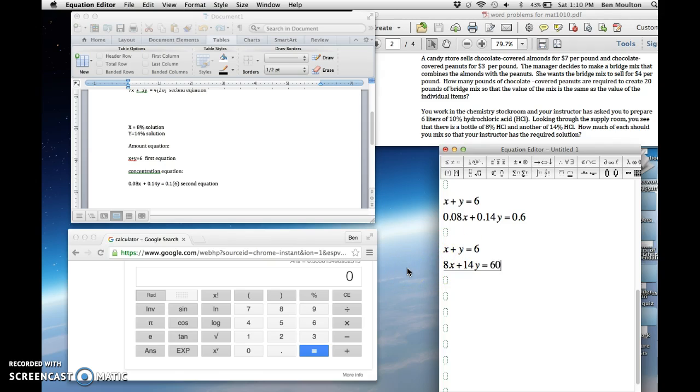Now again, I'm a huge fan of elimination, so I'm going to take that first equation and I'm going to multiply it through by a negative 8. And when you do that, you're going to end up with a negative 8x minus 8y, and that's going to equal a negative 48. So then the two equations we're going to use are going to be negative 8x minus 8y equals a negative 48, and that other equation, 8x plus 14y equals 60. Again, we're using the elimination method.